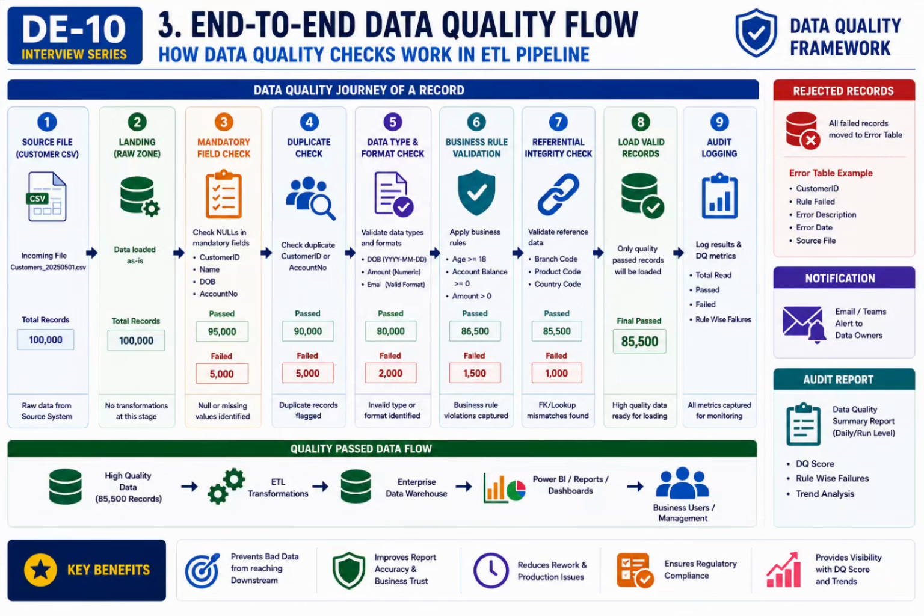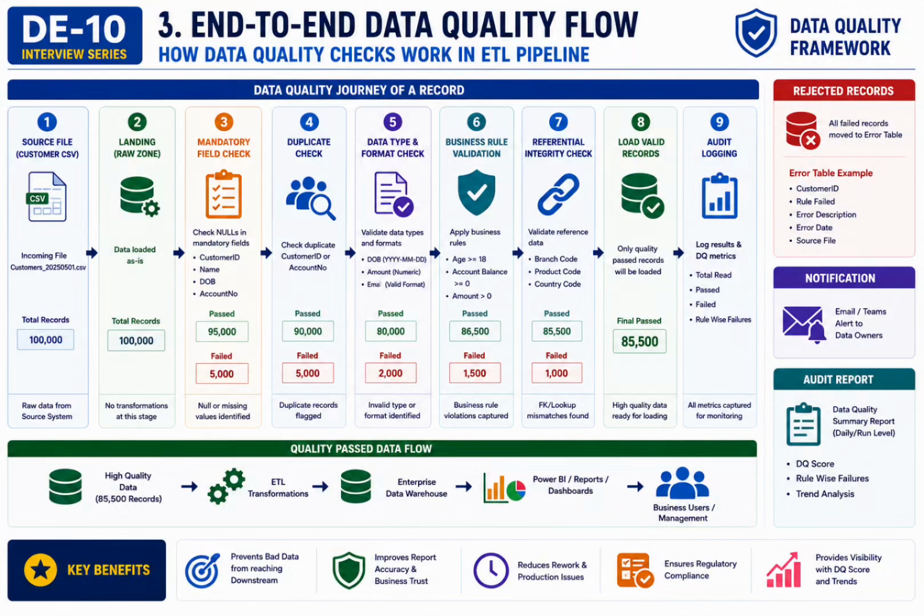So only records that successfully pass every validation step are loaded into the enterprise data warehouse. Rejected records are stored in dedicated error tables. After that, notifications are automatically sent to data owners or support teams. Then audit reports capture metrics such as total records processed, records passed, records failed, rule-wise failures, and overall data quality score. This allows organizations to continuously monitor and improve data quality.